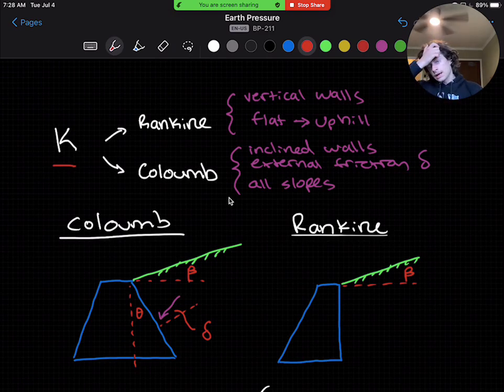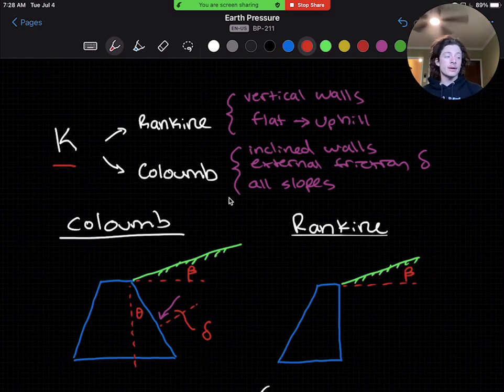So for calculating K, there are two major theories, Rankine and Coulomb. Rankine theory is best used for vertical walls in a flat or uphill backfill slope, while Coulomb theory considers inclined walls and external friction, which is the friction between the soil and the wall surface, unlike internal friction, which is the friction internally between soil particles. So we can consider both uphill and downhill slopes behind the abutments with Coulomb theory as well.